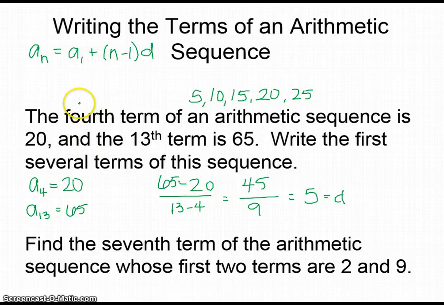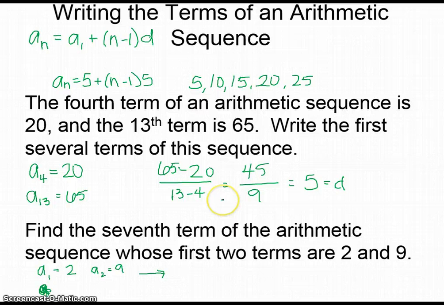If you wanted to write your formula, you'd have a sub n equals 5 plus n minus 1 times 5. And you could simplify that. I'm going to leave it like that for right now just so that you can see first term, difference. But you could simplify it, and that would be 100% okay and probably preferred. Go ahead and try to do the second one down here.